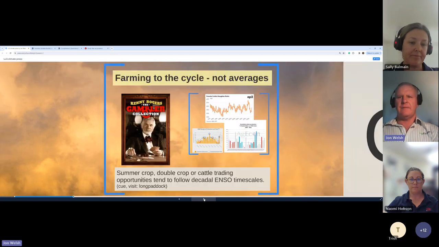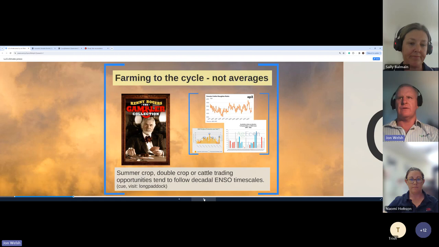So farming is not unlike the gambler, Kenny Rogers' famous song, knowing when to hold them and when to fold them. And that certainly is exactly what we do in ag and farming. Do we sell cattle now? Do we plant that crop? Do we buy fodder at $500, $600, $700 a ton and then see it rain the next week? How do we evaluate these decisions?